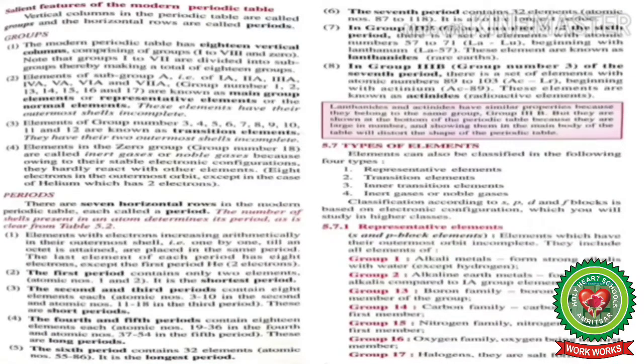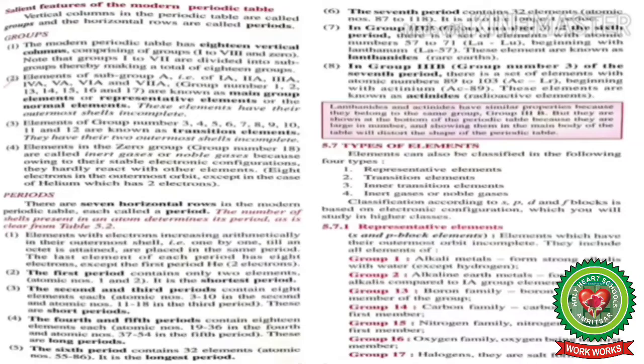Turn to page number 85. Salient features of the modern periodic table. Vertical columns in the periodic table are called groups and the horizontal rows are called periods. Groups: the modern periodic table has 18 vertical columns comprising groups 1 to 8 and 0. Note that groups 1 to 7 are divided into subgroups, thereby making a total of 18 groups.